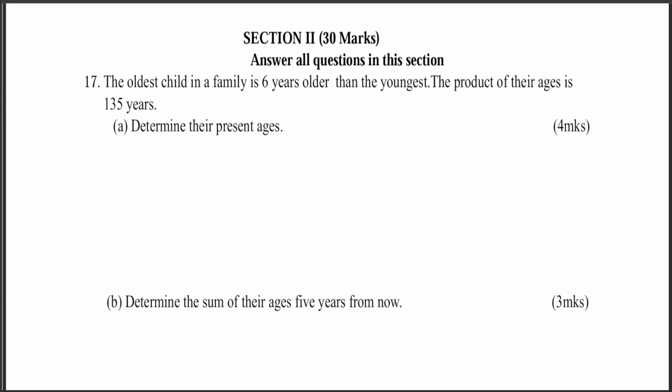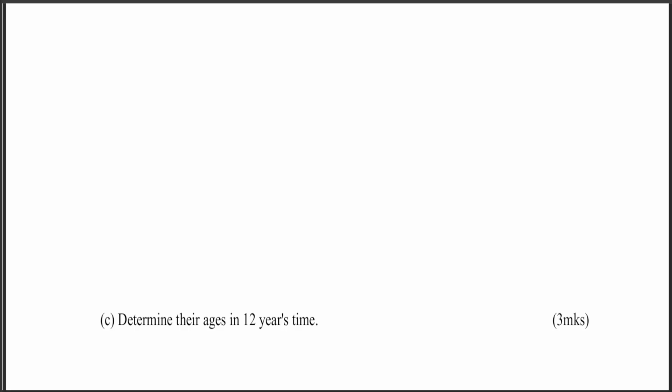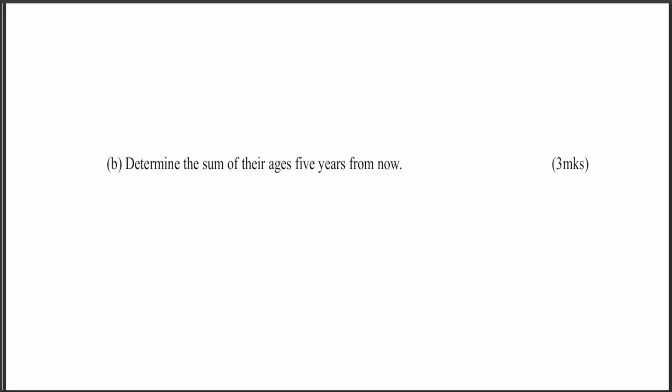Question 17. The oldest child in a family is 6 years older than the youngest. The product of their ages is 135. Question A, determine their present ages. Question B, determine the sum of the ages 5 years from now. And question C, determine the ages in 12 years time.